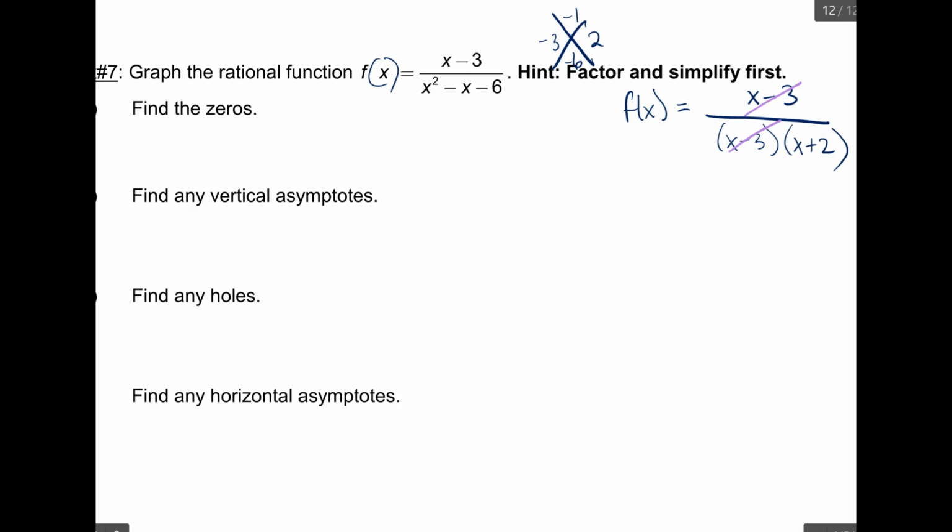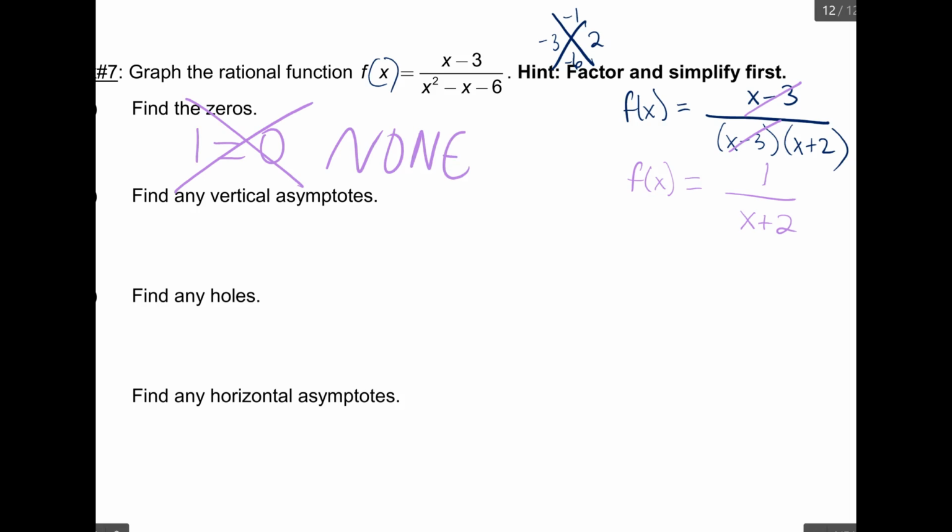This time, when I cancel it out, I still have something on the bottom. So my simplified version is now 1 over x plus 2. I cancel out one factor, and I still have the other factor. If I try to find the zeros, I set the numerator equal to 0. But 1 cannot equal 0, so there are no zeros, no x-intercepts.